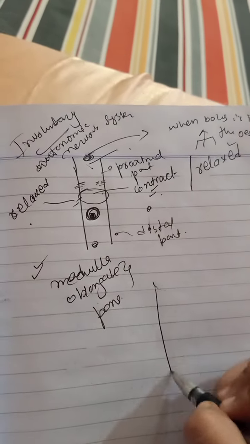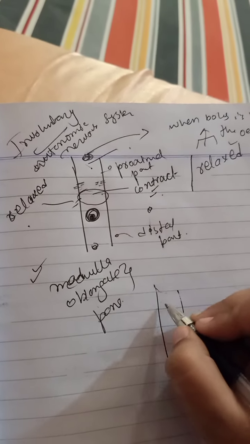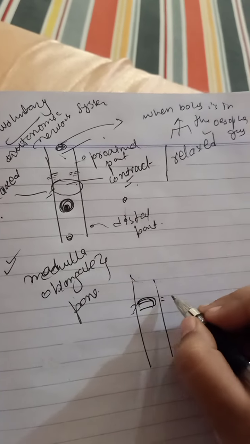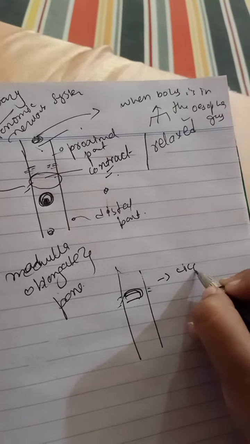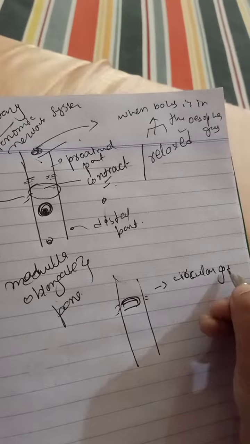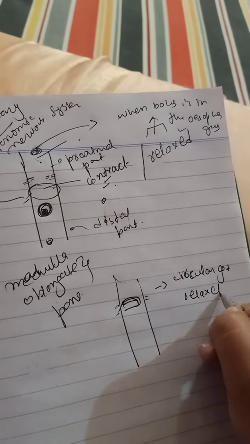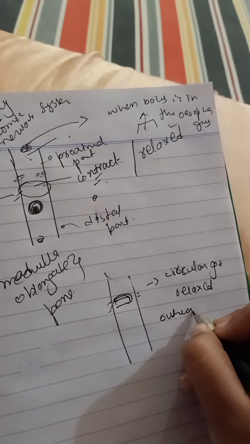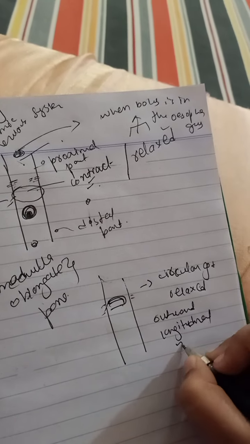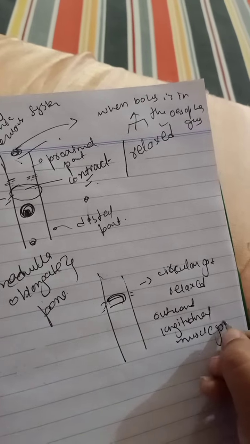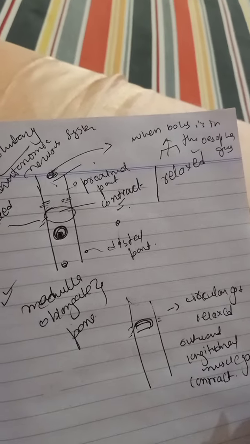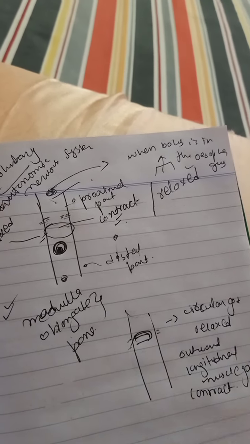Let me explain again. That is the esophagus, and there is a circular muscle and there is a longitudinal muscle. So the circular muscle gets relaxed, and the outer longitudinal muscle contracts. Okay, so the repetition will occur in the esophagus.